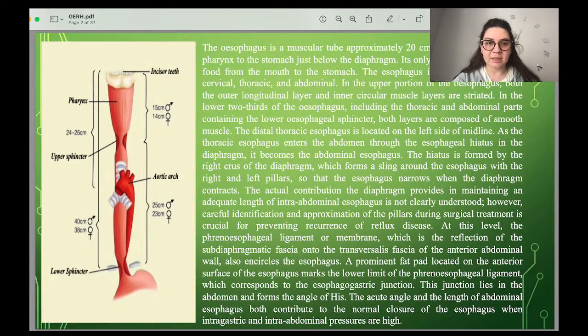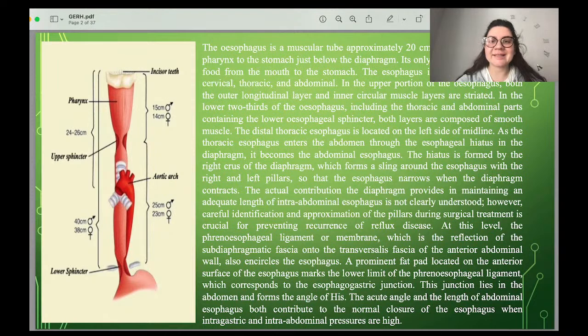The upper portion of the esophagus, both the outer longitudinal and inner circular muscle layers, are striated. In the lower two-thirds of the esophagus, including the thoracic and abdominal parts, which contain the lower esophageal sphincter, both layers are composed of smooth muscle. Upper third, it is striated muscle. Two lower thirds, it is smooth muscle.